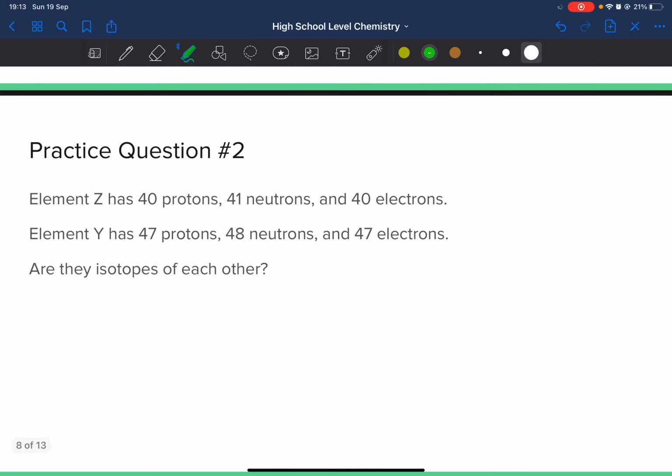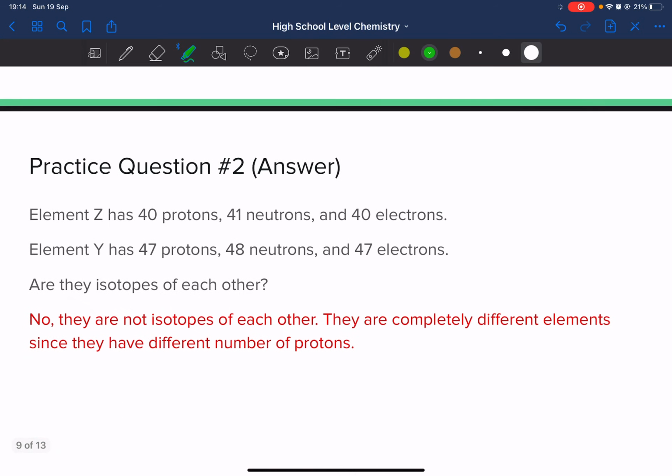The second question is, element Z has 40 protons, 41 neutrons, and 40 electrons. Element Y has 47 protons, 48 neutrons, and 47 electrons. Are they isotopes of each other? So the answer is no, they are not isotopes of each other. They are completely different elements since they have different number of protons.